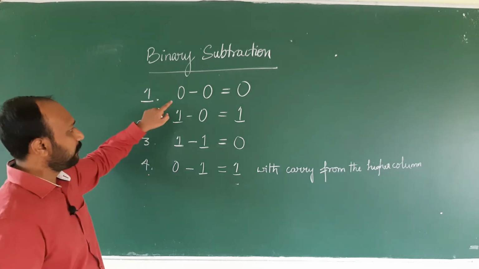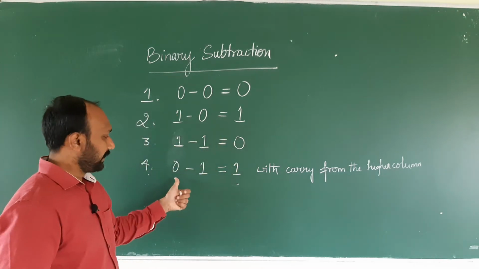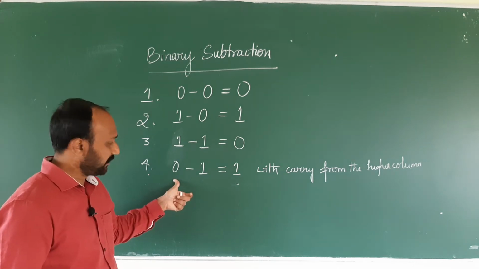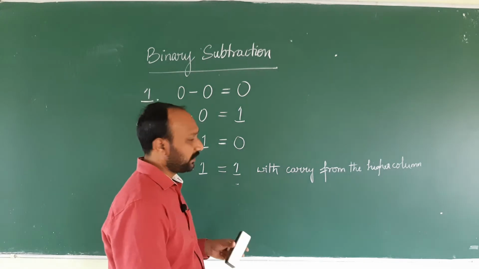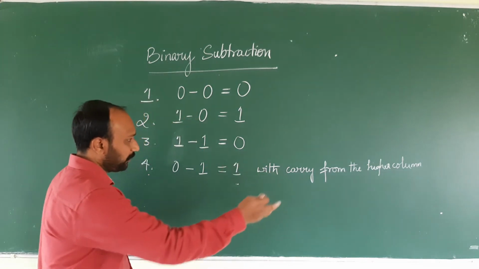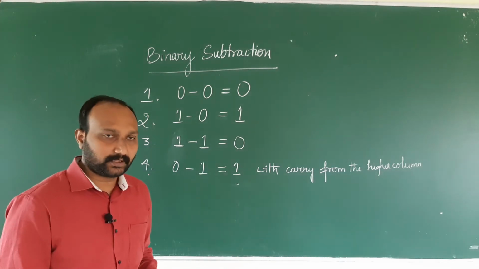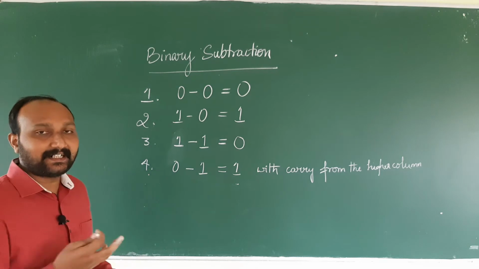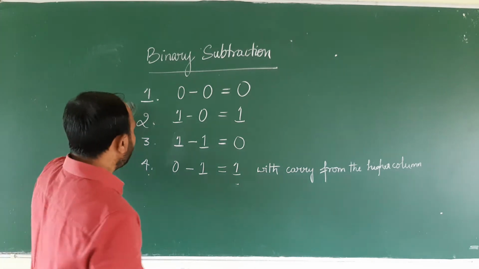So the first rule is 0 minus 0 is 0, 1 minus 0 is 1, 1 minus 1 is 0, and the last and very important rule in binary subtraction is 0 minus 1 is equivalent to 1. How it becomes 1, I will let you know later while explaining the problem. So now let us take up a problem and work on it so that we can understand in detail how a binary subtraction will be implemented.